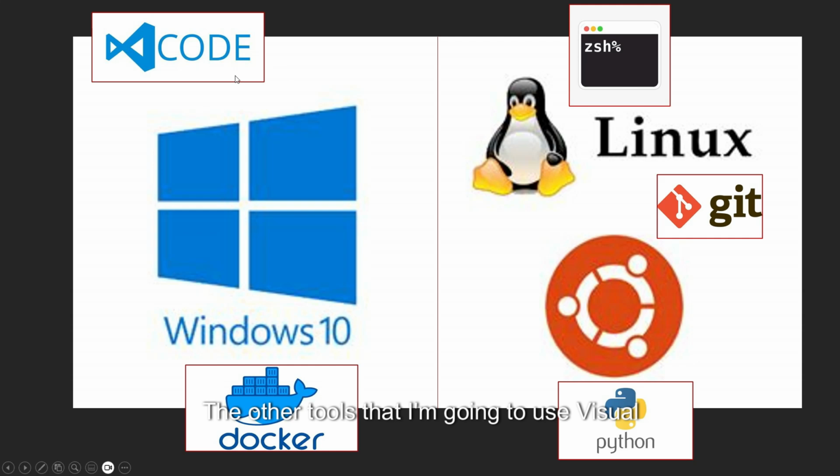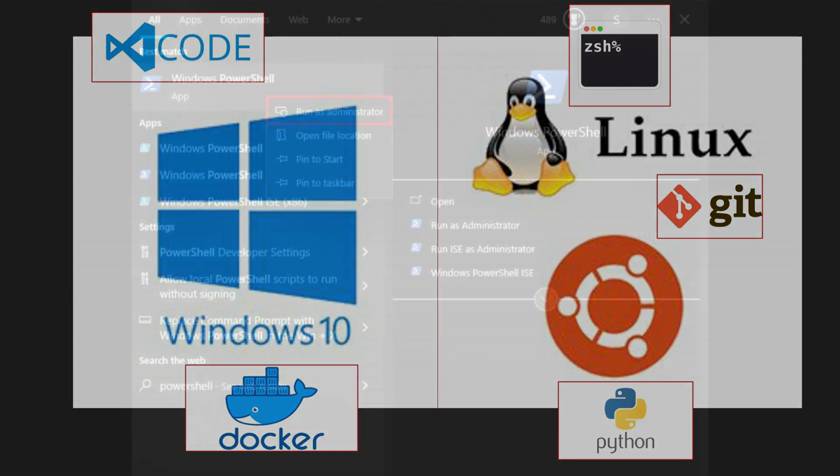The other tools that I'm going to use is Visual Studio Code, which will be installed within Windows 10, but it will access all the code that resides in our WSL. Similarly, for deployment of applications, I'm going to use Docker, which will again be integrated with the WSL setup we have. Now let's dive into the setup part.